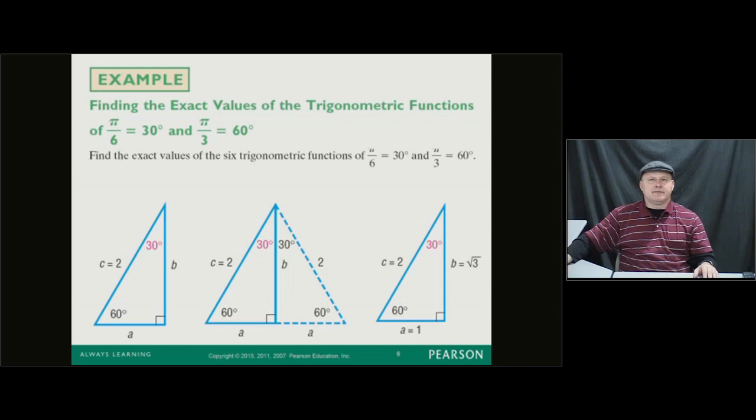Where does that b equals square root of 3 come from? Well, it comes from the Pythagorean theorem. If we do a squared plus b squared equals c squared, then the b would end up being square root of 3. So you can confirm that yourself.